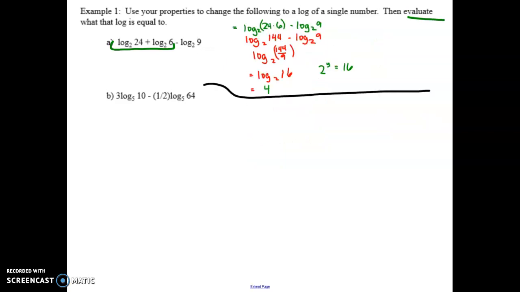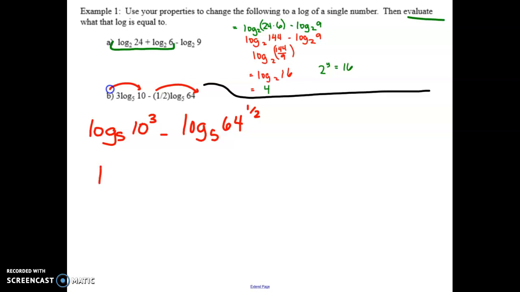All right, so for our next one here, I see that I have some numbers in front. So we have to start by moving that 3 as an exponent, and the half would be as an exponent. So we'll get log 10 to the power of 3 with a base of 5, subtract log 64 to the power of half with a base of 5. Now let's actually calculate this. Let's calculate 10 to the power of 3. So 10 to the power of 3 is 1,000 with a base of 5.